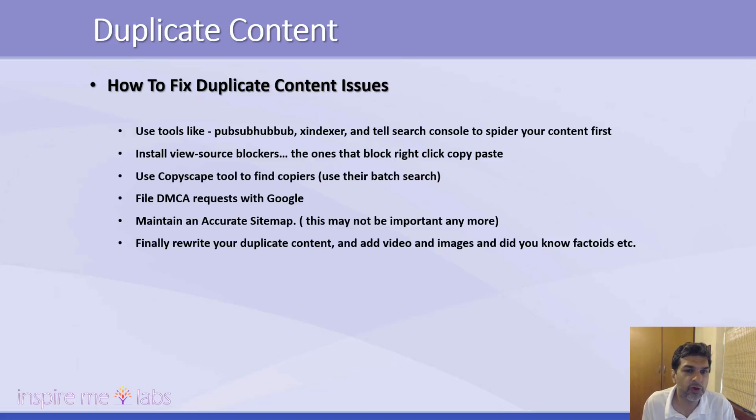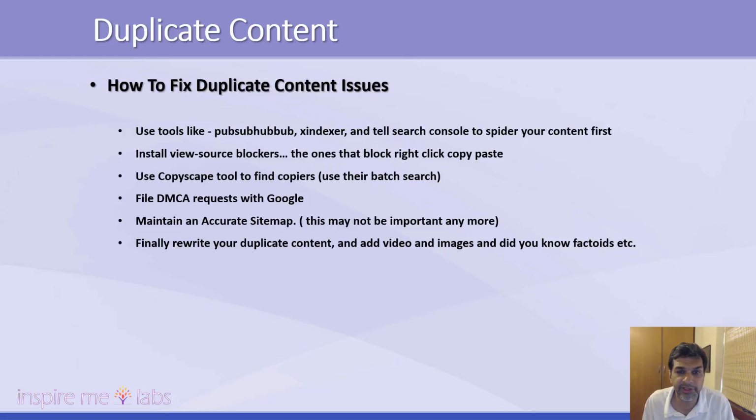You can install view source blockers. That's one way. If you think people are visiting your site and right clicking and trying to copy paste the content, then just install some scripts that block the right click copy paste method. You could use Copyscape to find people who are copying your content, right? It's a web tool. Push in your content there, and it'll give you all the sites that are copying your content. And you can file DMCA requests with Google. It's a laborious process, but if you have to do it, you have to do it.